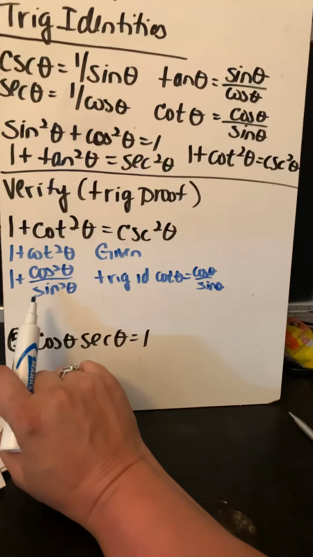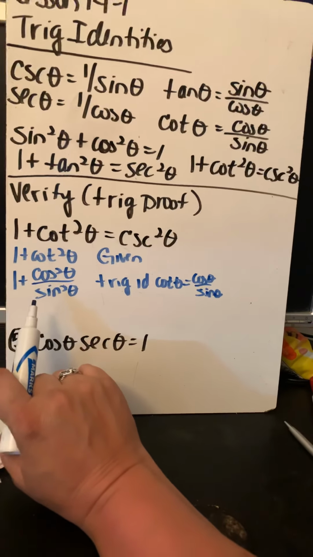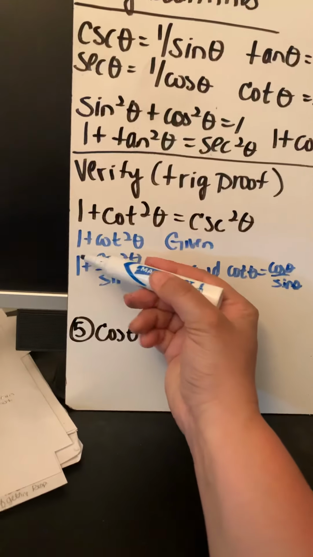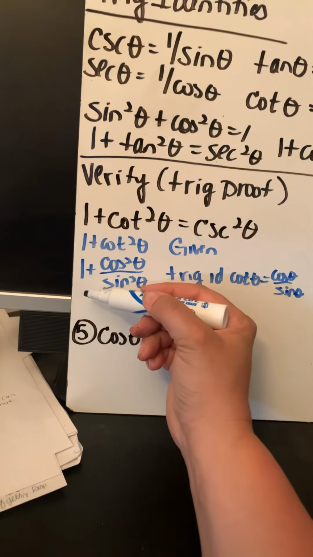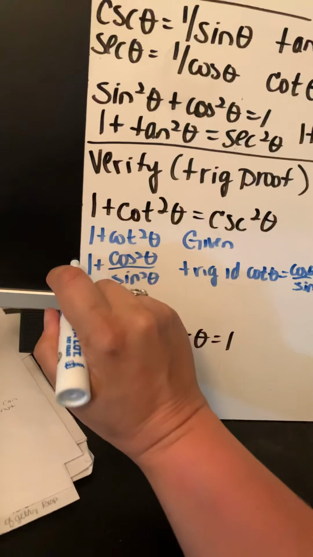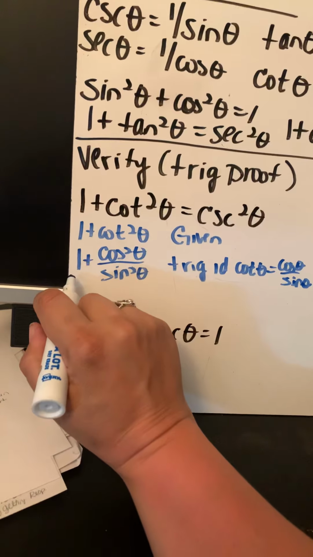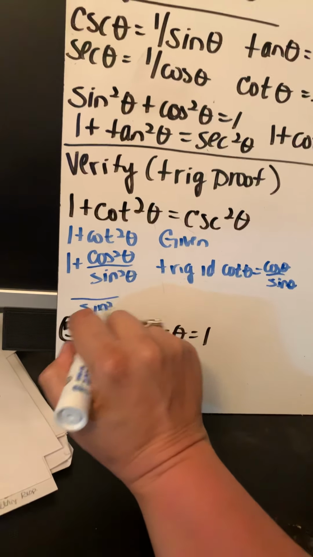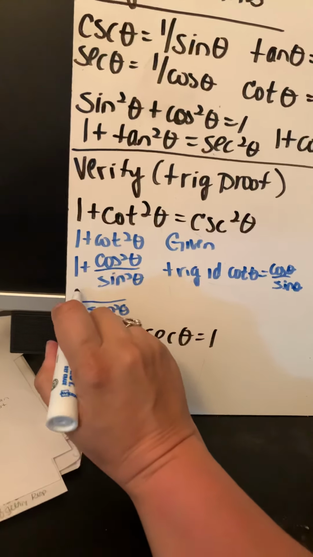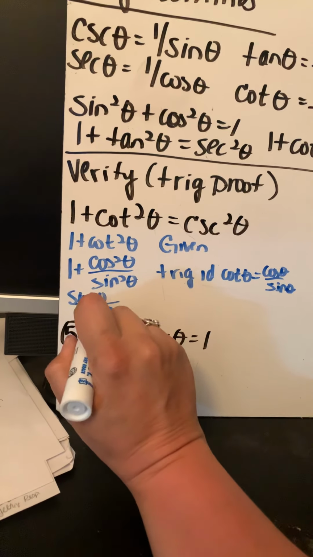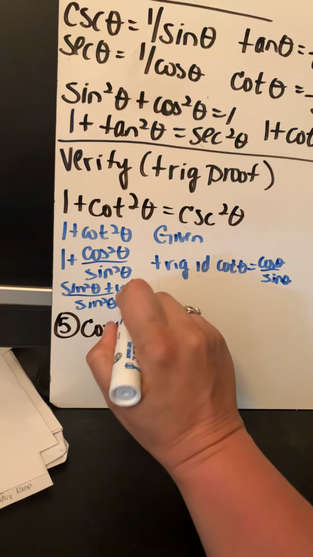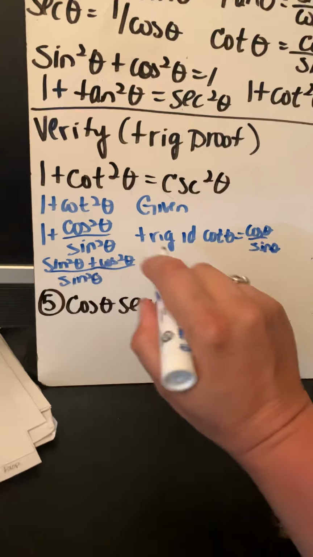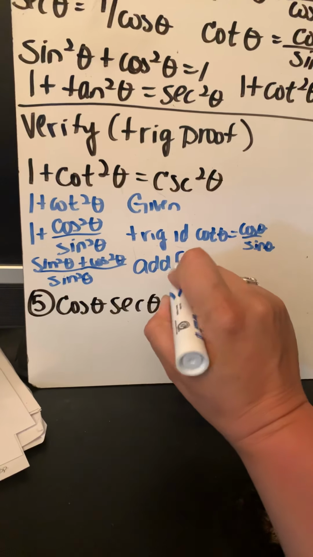Now, whenever I'm adding fractions, okay, what has to be true when I'm adding fractions? Common denominator. So I got to multiply the 1 by sine squared over sine squared. So what I would have, if this is by sine squared over sine squared, my common denominator is going to be sine squared. My numerator is now going to be sine squared theta plus cosine squared theta. Okay, that's what my numerator is going to be. What did I do? I add fractions.